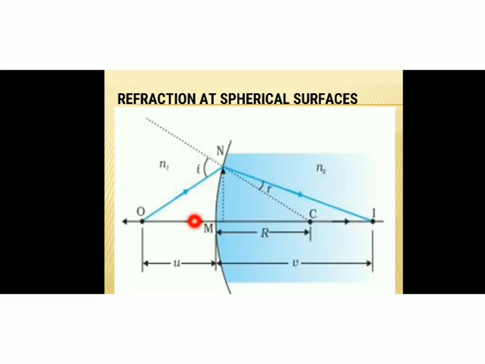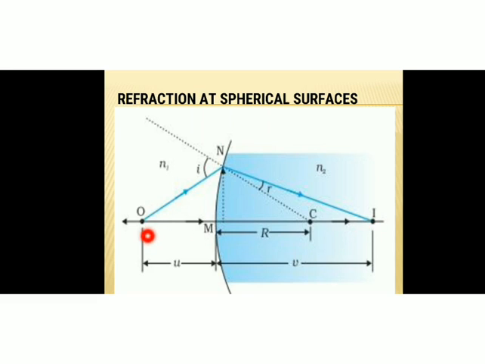Okay, and finally the refracted ray meets the principal axis here. There you will get the image. So the image is produced at this point and it is denoted by I. Object is denoted by O, image is denoted by I.